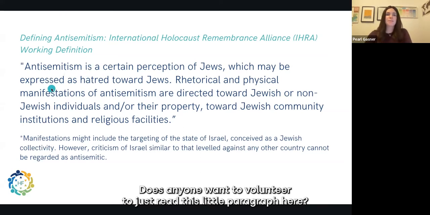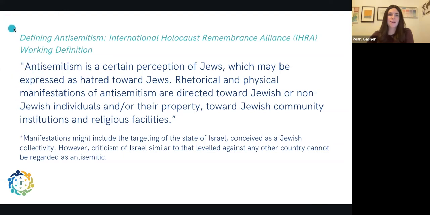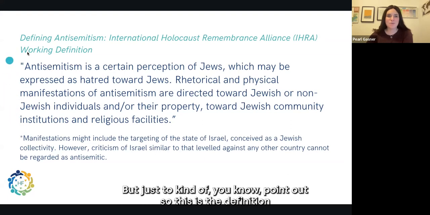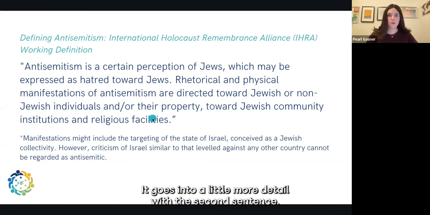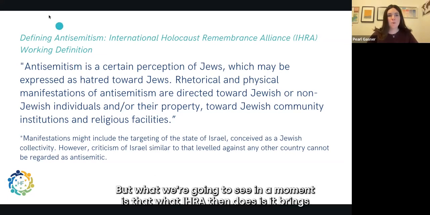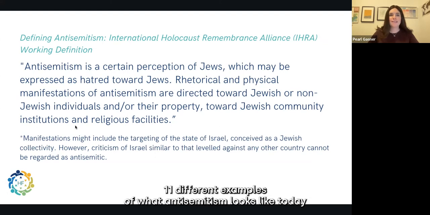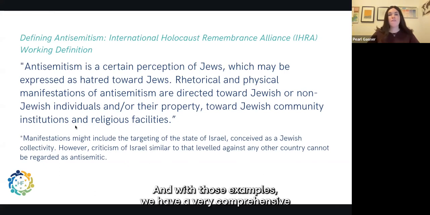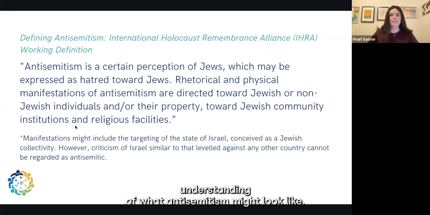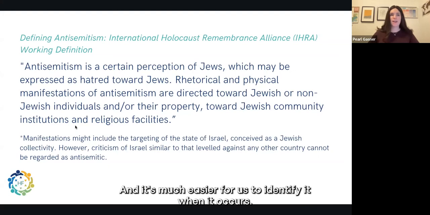And so the definition, does anyone want to volunteer to just read this little paragraph here with the definition? So I'll answer that in a minute. But just to point out, this is the definition, and it's not so much more specific than the dictionary definitions. It goes into a little more detail with the second sentence. But what we're going to see in a moment is that IHRA then brings 11 different examples of what anti-Semitism looks like today in the 21st century. With those examples, we have a very comprehensive understanding of what anti-Semitism might look like, and it's much easier for us to identify it when it occurs.